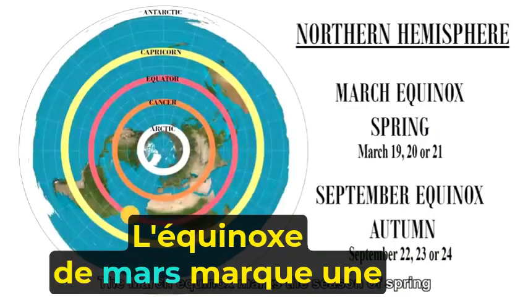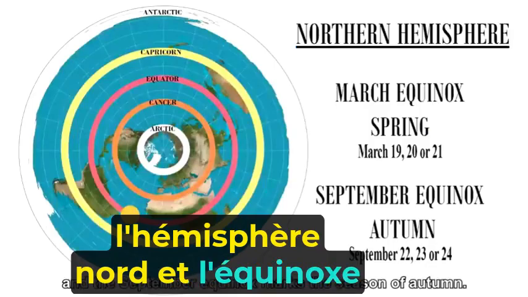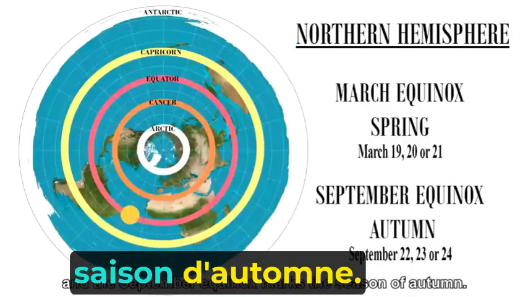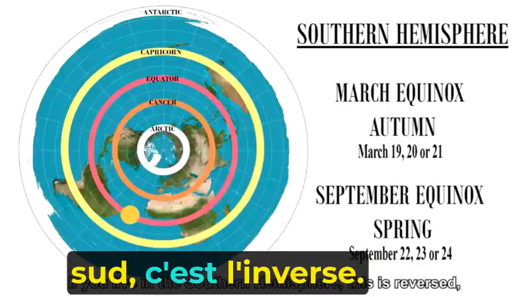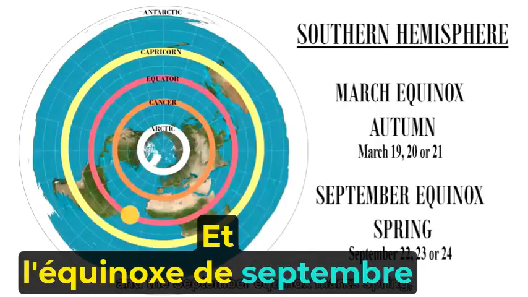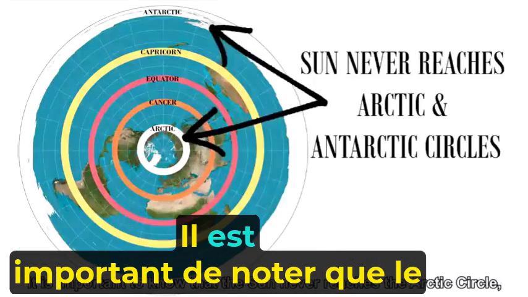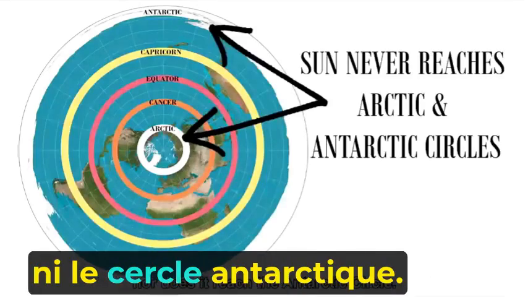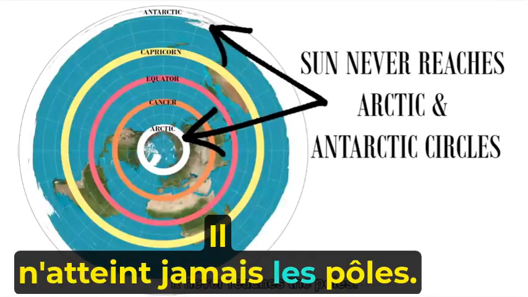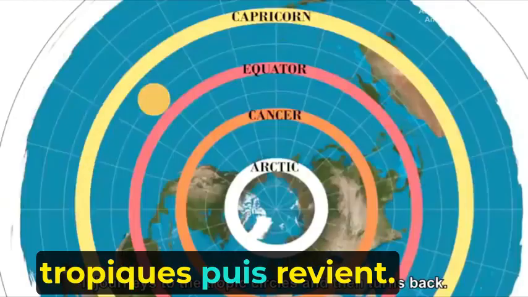The March equinox marks a season of spring in the northern hemisphere, and the September equinox marks a season of autumn. If you live in the southern hemisphere, this is reversed, and the September equinox marks spring, and the March equinox autumn. It is important to note that the sun never reaches the Arctic Circle, nor does it reach the Antarctic Circle. It never reaches the poles. It journeys to the tropic circles and then turns back.